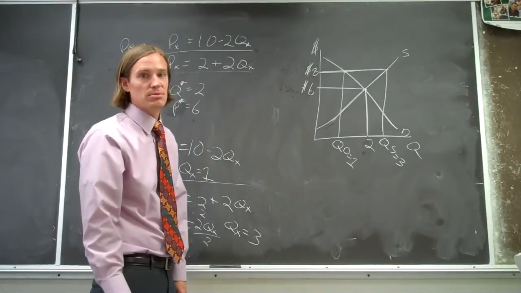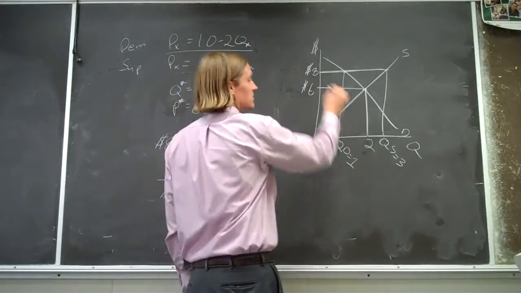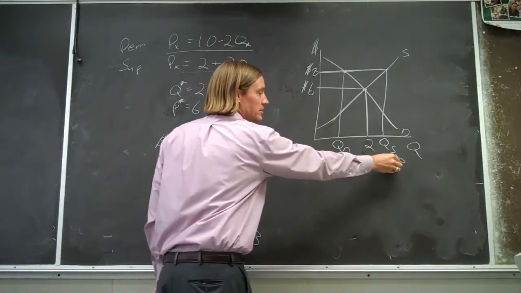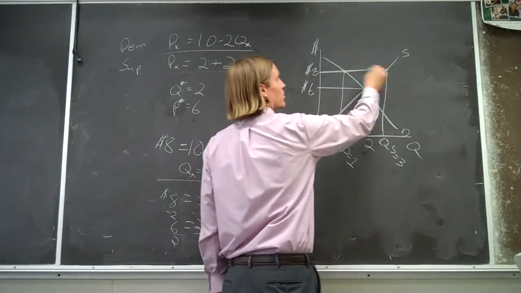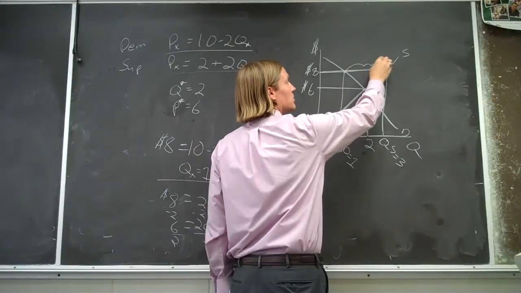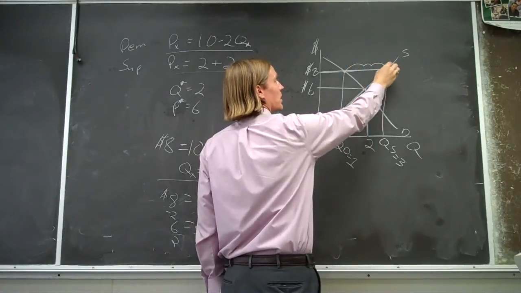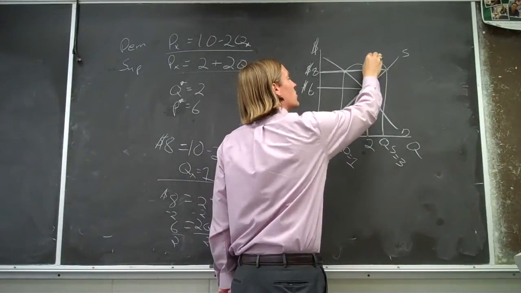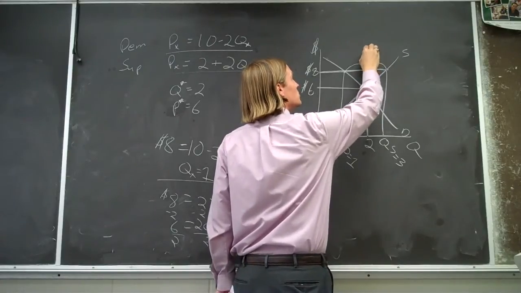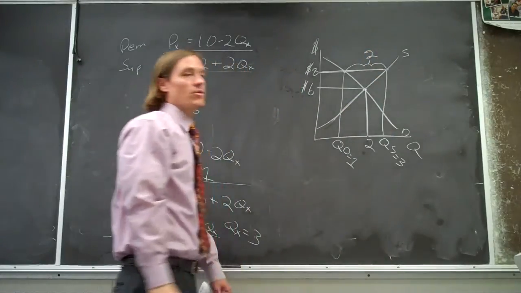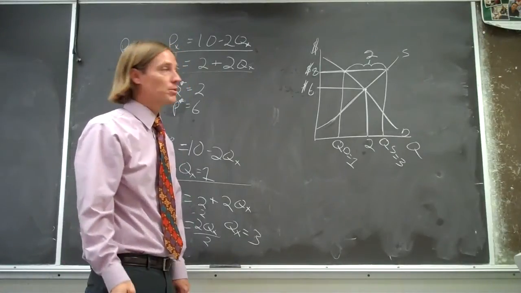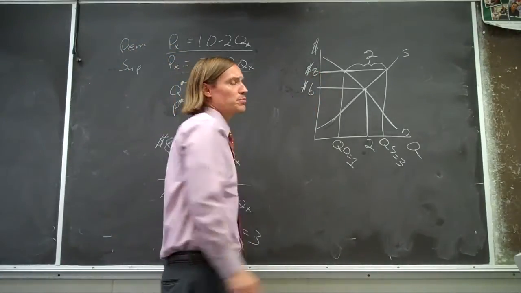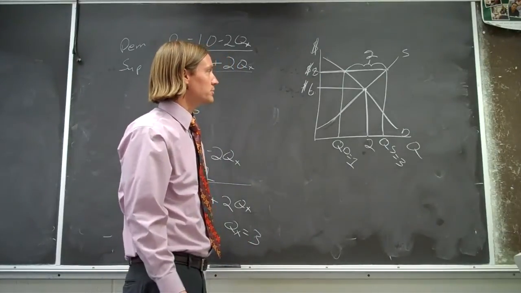Well, there's a problem, right? At $8, the supplier is supplying 3 units, but only 1 unit is being purchased, at this new higher price. Demanders only demand 1 unit. Suppliers are supplying 3, and so we now have 2 units that are sitting in a warehouse somewhere. We have this surplus of 2 that's been created because of this price floor, because it's a binding price floor.